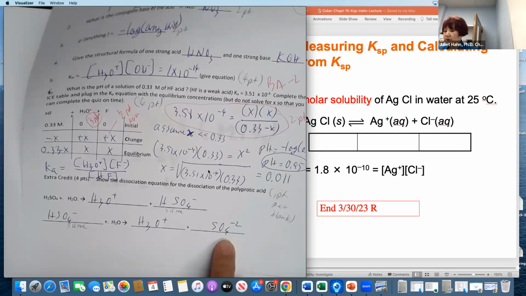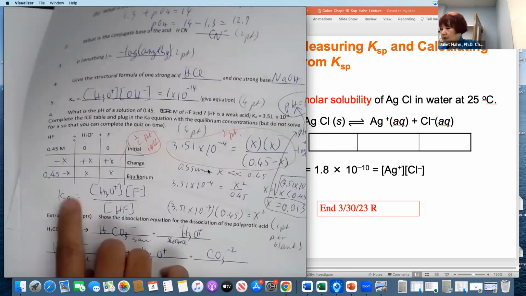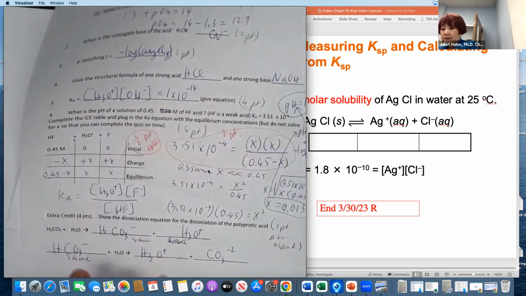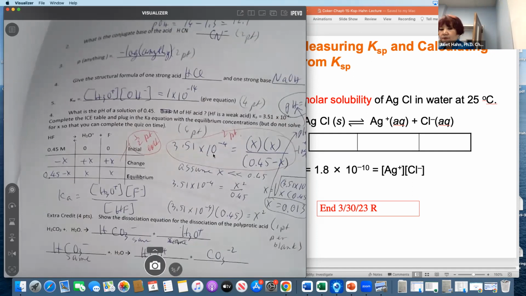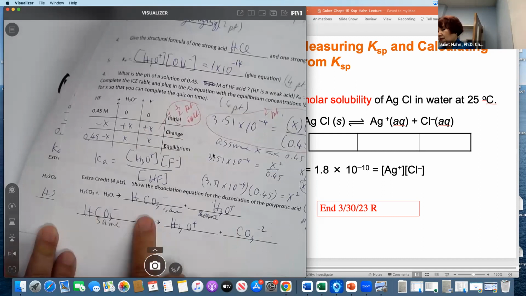So the other version had, I just changed some numbers between one version and another version. And then the polyprotic acid that I gave that class was H2CO3. So there are 2 hydrogens on the H2CO3. You pull off one hydrogen, you get HCO3 minus. And then you pull off the second hydrogen, then you get CO3 minus 2. So that was the extra credit.